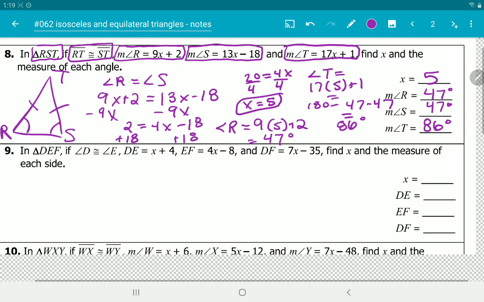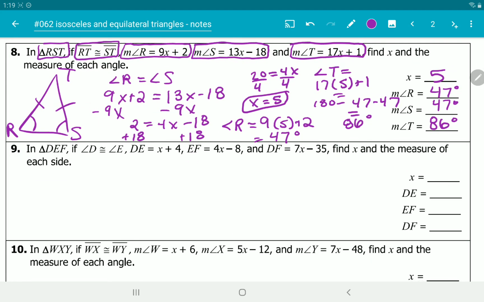Okay? So number 9, I'll go ahead and show you how to draw the triangle. I'll set it up for you, rather. So we have DEF. Okay? Angle D is the same as angle E. So now we have these two sides being the same. So we have DF and FE. Okay? Looks like they did EF. It's the same thing. The order does not matter on these ones. Okay, so I'll do EF.